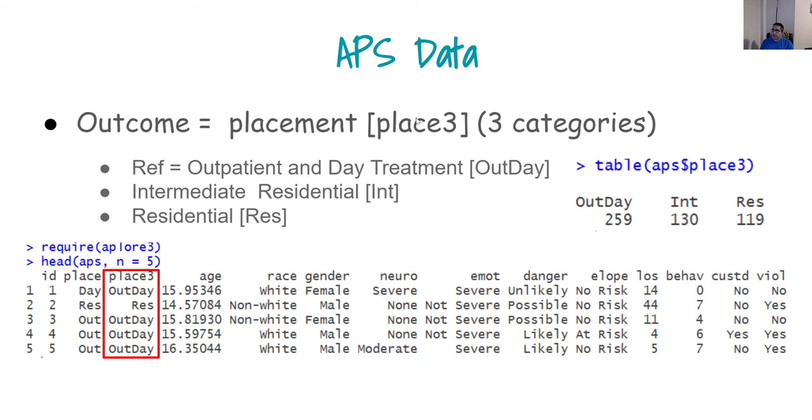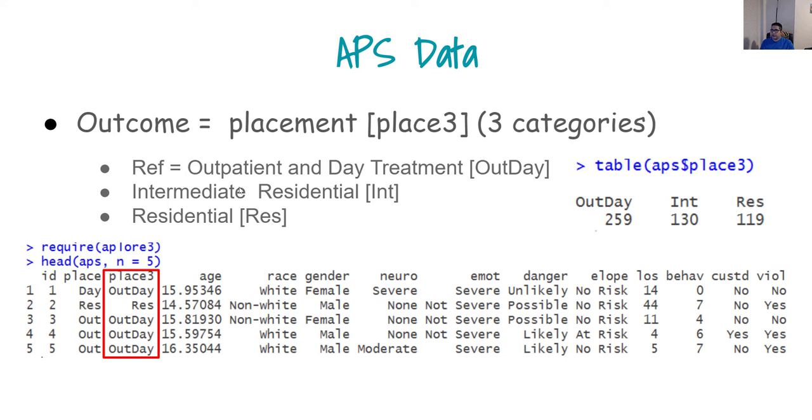And in that APS data, the outcome is placement of the subject. And this placement was possible in three different ways. The reference level was the outpatient or day treatment, which is labeled as out day. The second label was the intermediate residential, which was labeled as int, and the residential was labeled as res.